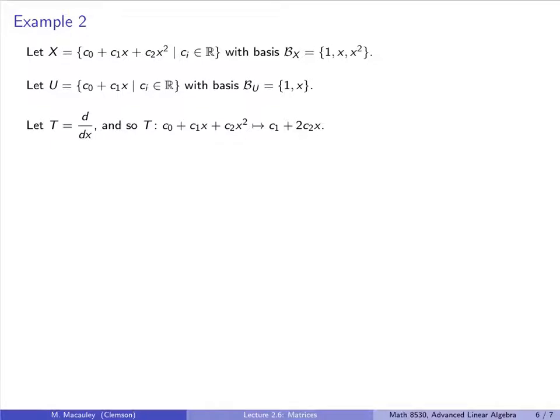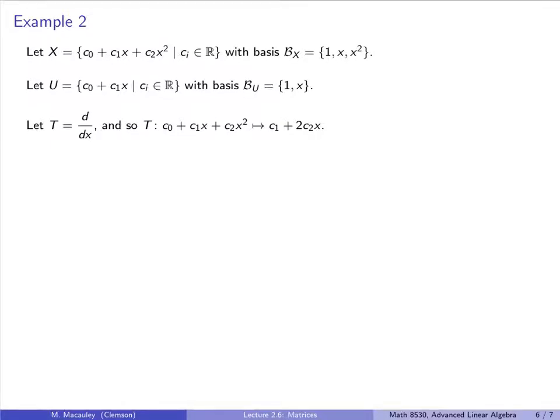Okay, so let's let X be this space of polynomials of degree less than or equal to 2 over R. So it's three-dimensional. And a basis is 1, x and x squared. Let U be the space of degree 0 and 1 polynomials over R that has a basis 1 and x. And let's consider the linear map that's just the simple differential operator, d/dx. So T sends a polynomial like this to its derivative. Let's write out the matrix of this with respect to this basis.